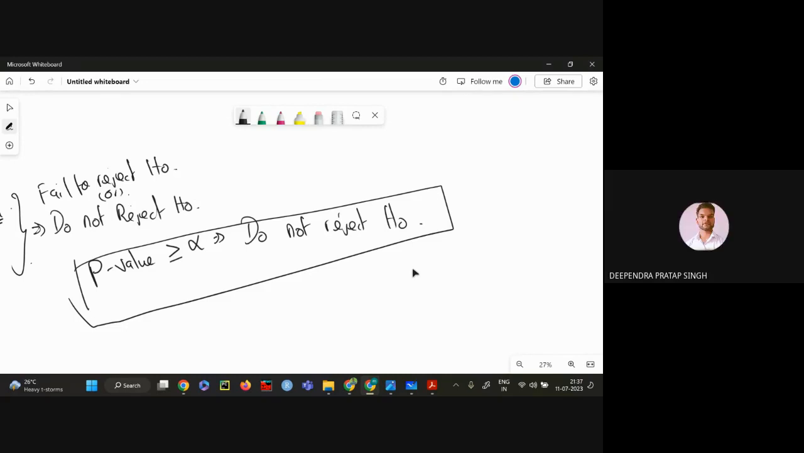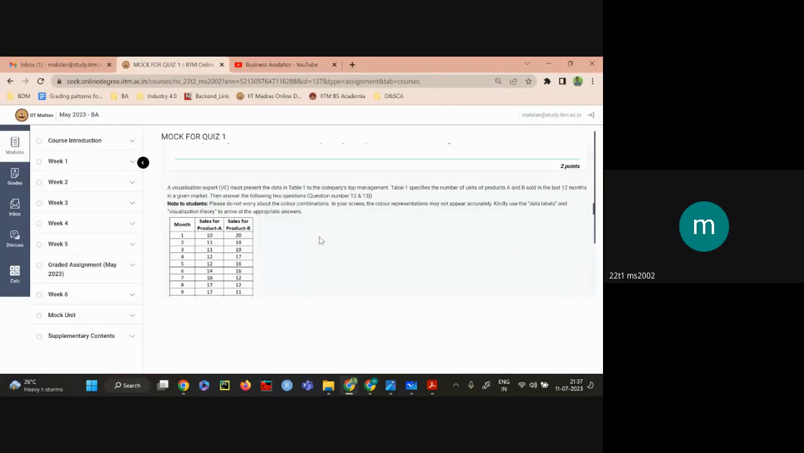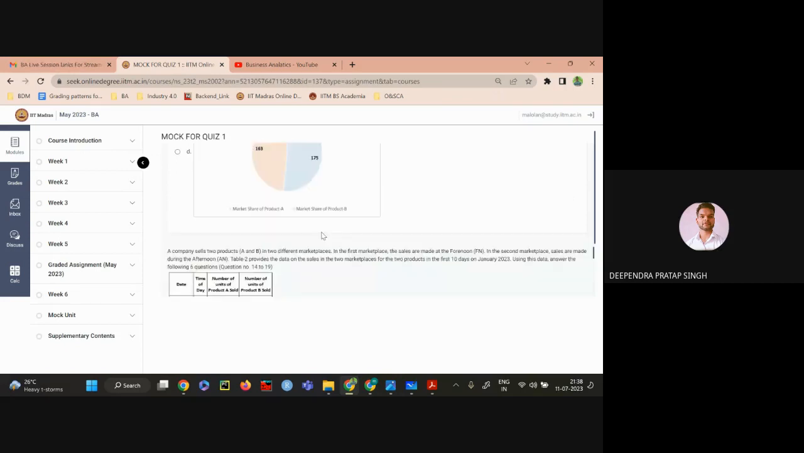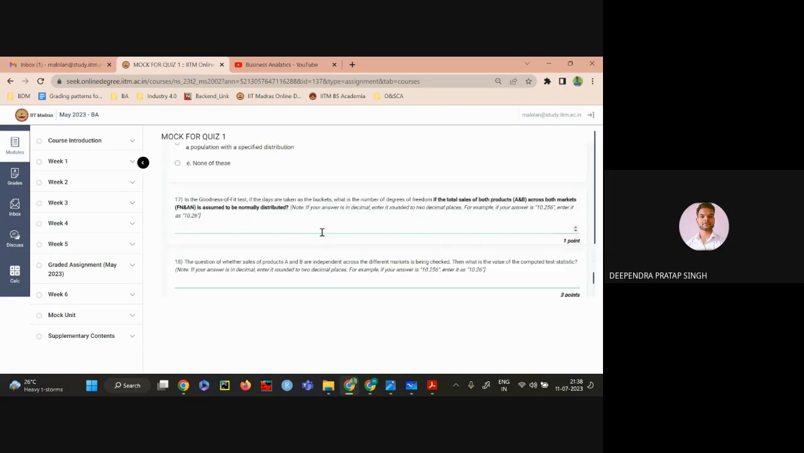Yeah, so question number 17 in mock. Is it talking about the degree of freedom? Question number 17. In goodness of fit test, if the days are taken as buckets, what is the number of degrees of freedom? Yeah, you have to find the degrees of freedom. Answer is given 7. I don't know how to get 7. What is the formula for number of degrees of freedom? Number of rows minus 1 into number of columns minus 1. Wrong.